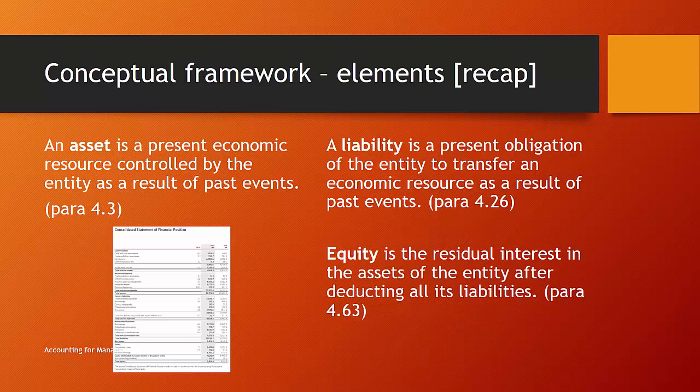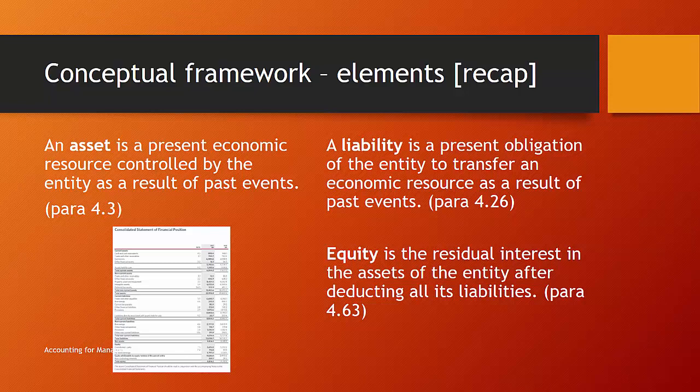As I said, it's important that we have a quick recap of the elements, because if we're going to be affecting these elements as part of business transactions, it's good just to keep front of mind what they are. So an asset is a present economic resource controlled by the entity as a result of past events. So again, not about ownership, it's about control, and it's something that has happened.